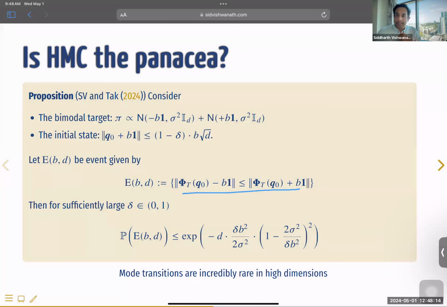Can I ask a quick question, Siddharth? Yes. It seems to me this presupposes that you know the values of b. If you don't know that, how would you use this information? Yeah, usually in the sampling setting, you know what your density is, what your target distribution is, up to normalizing constants. So over here, b and sigma are things that you ideally know beforehand.